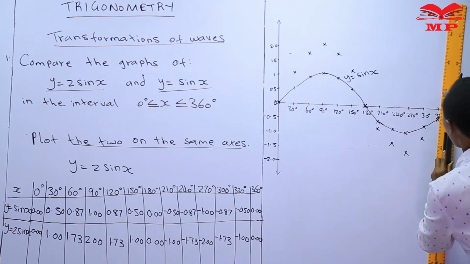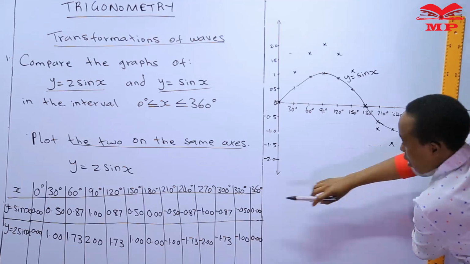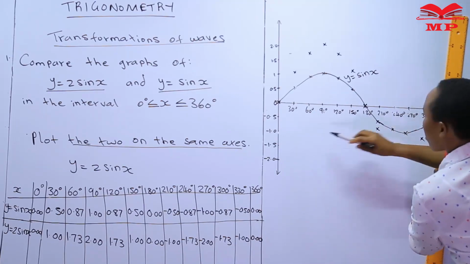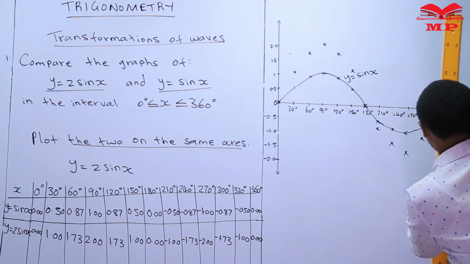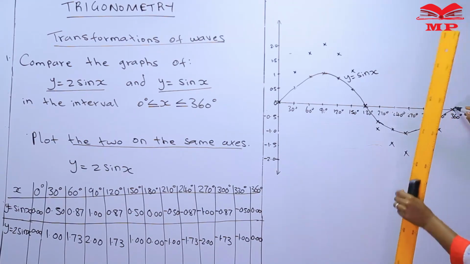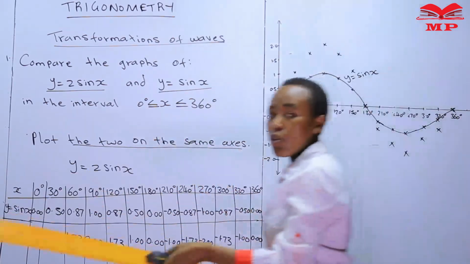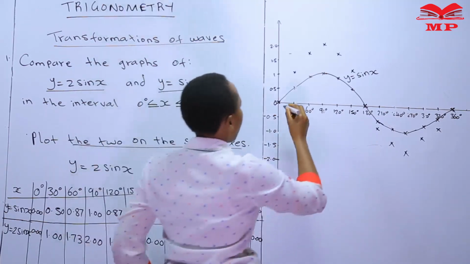330, we have negative 1, and our negative 1 is here. Finally, 360, we have 0. So again, we come and plot those points so that we can get the other curve.